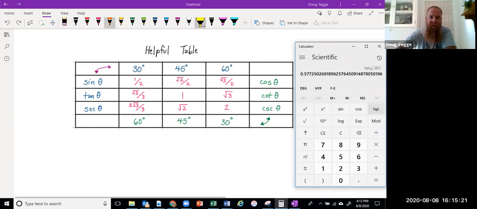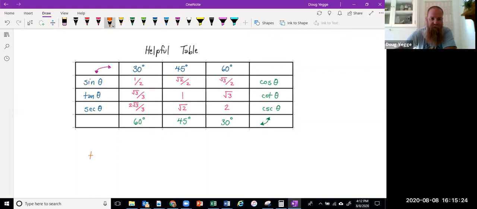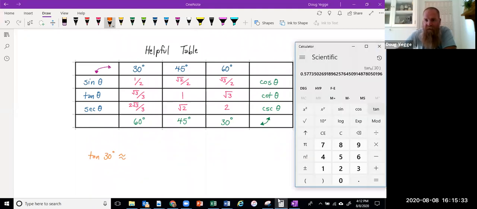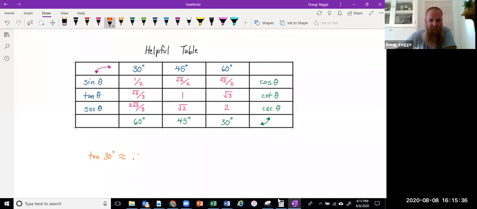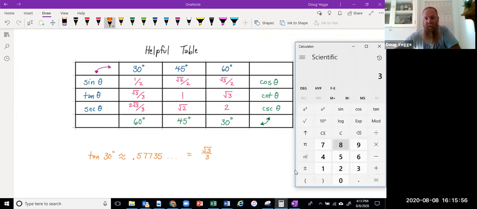So let's take a look and recognize that tangent of 30 degrees gave us an approximation on our calculator of 0.57735, and so on. But notice that we already calculated from our exact value that that decimal is actually the square root of 3 over 3. If we take the square root of 3 divided by 3, we still get something close.